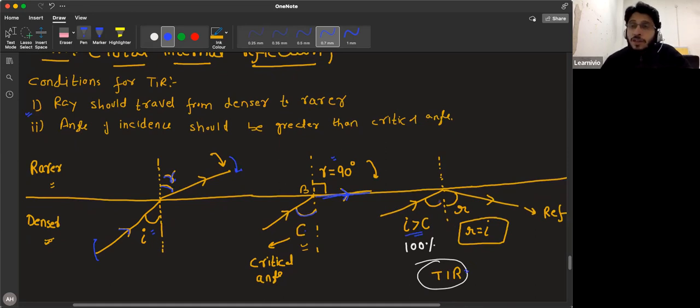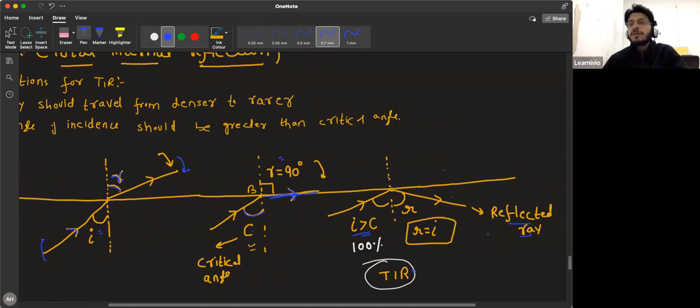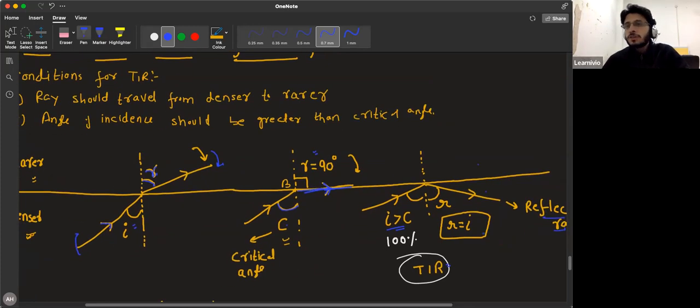So see, it's not refraction. Refraction means ray will bend. It will move from one medium to another. It's not bending. Your ray is not traveling from one medium to another. It's coming back into the same medium. That's why we call this the reflected ray. We call this reflection, not refraction. And we call this the angle of reflection. And by the law of reflection, angle of incidence and angle of reflection are equal. So I is equal to R.